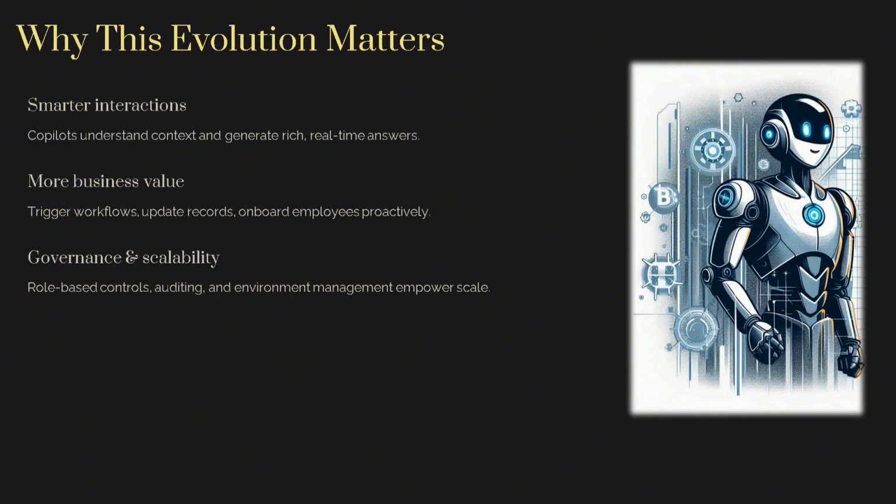Then comes governance and sustainability. Rules-based controls, auditing, and environment management empower scale. Here again, though we are extending our resources and our value, we are keeping in mind the governance and sustainability of users and the company as well. So here you have your role-based security as well. There are accounting and auditing happening in it.